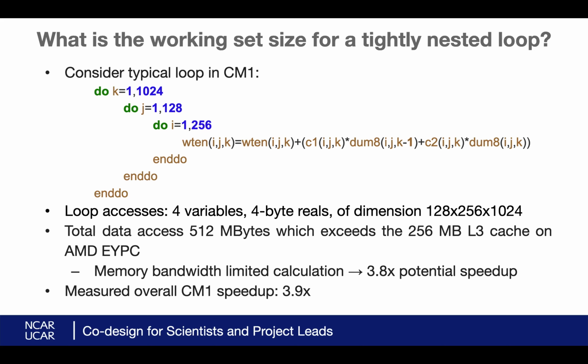And a thing to note here is that when we looked at the overall CM1 speed up, we got right about that. We got a little bit better because we're using a smaller memory footprint, and so our message passing cost is smaller, because we can replace 16 CPU nodes with one GPU based node. So we get a little bit better than the memory bandwidth speed up.